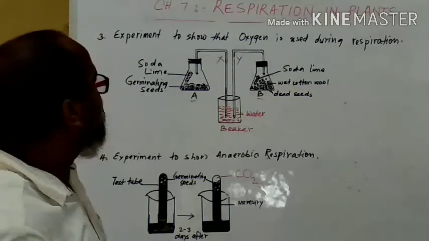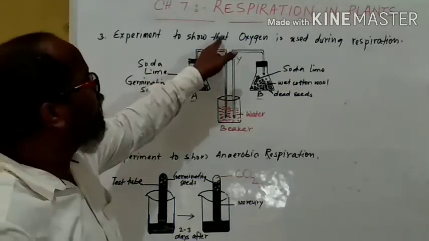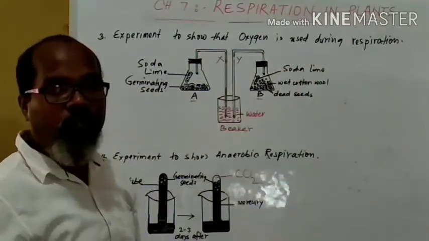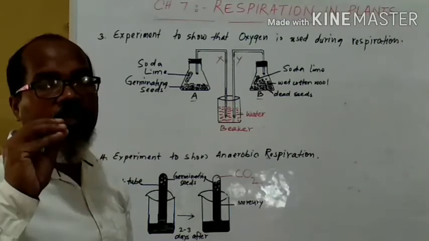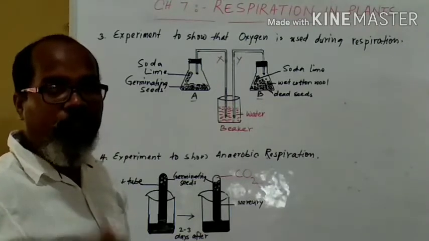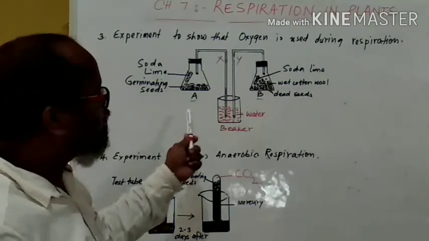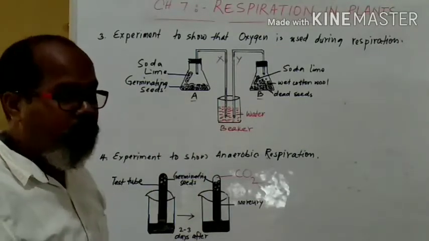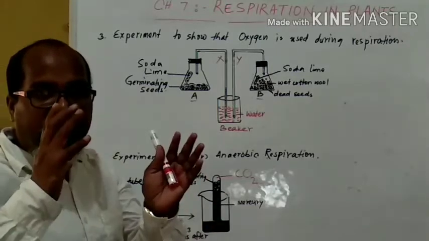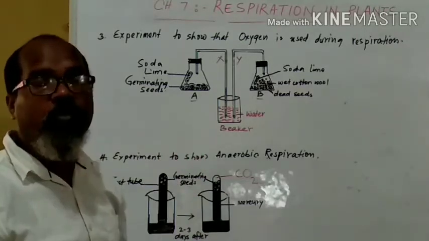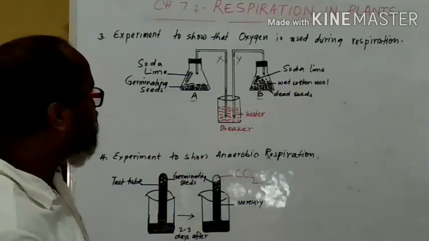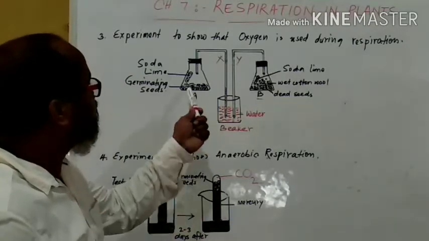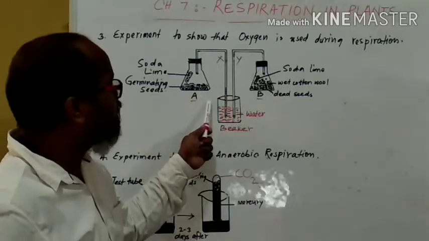Experiment number 3. Experiment to show that oxygen is used during respiration. We know oxygen is used during aerobic respiration, in the presence of oxygen. So this experiment will prove that oxygen is used in respiration. We know that air is composed of oxygen. Yes, air is composed of oxygen, carbon dioxide, nitrogen and so on. So here we have this experimental setup.